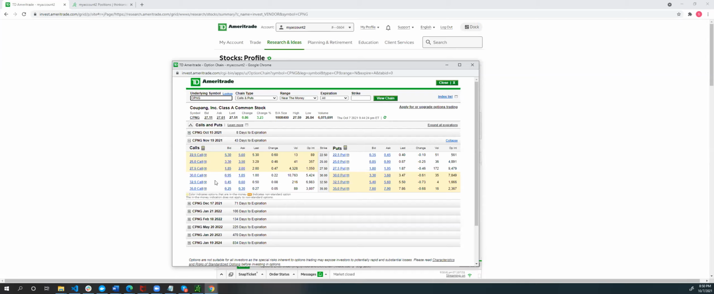So there are other variations of covered calls where you sell the deep in the money options for various other scenarios. So I'm not going to get into that unless somebody has a specific question.